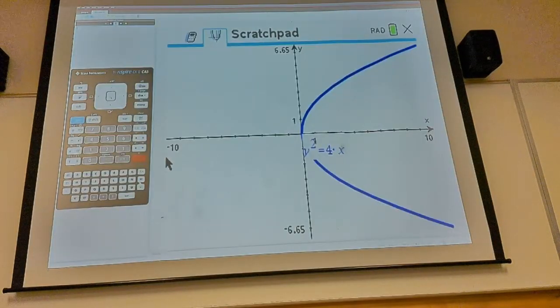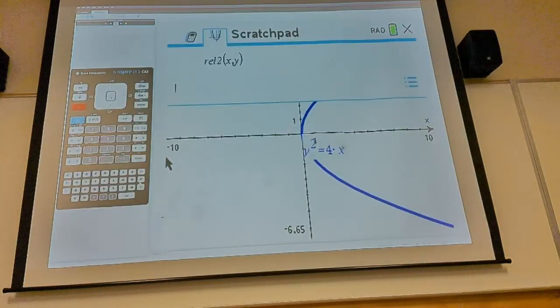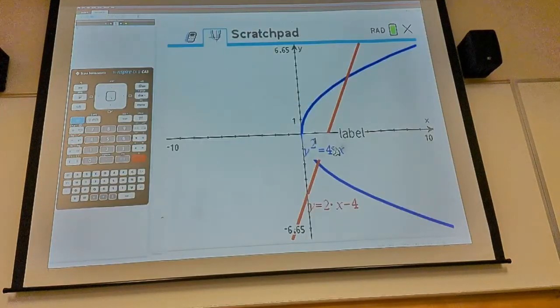That works. But we have another one too, don't we? We have that line as well. Those labels do get in the way. Thankfully, we can move them.